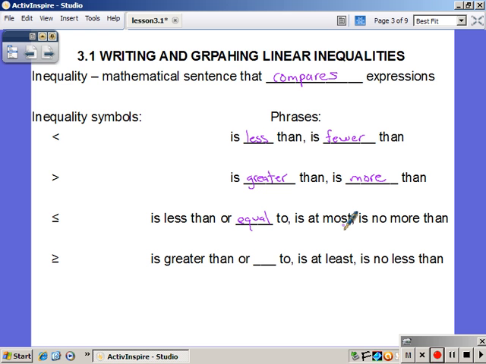Now notice the other 2 as well, is at most. At most, that means we are allowed to include that particular value as a solution, so that does get an or equal to. Is no more than, that means we have to stay less than that value, but again, we can use it. Last one is greater than or equal to. And then again, a few more ways, is at least, which means that's our smallest value. We'd have to use that value or get bigger. Also is no less than. No less would mean greater. No more would be less. So again, just a few of the ways that we will see those inequality symbols referred to in words.